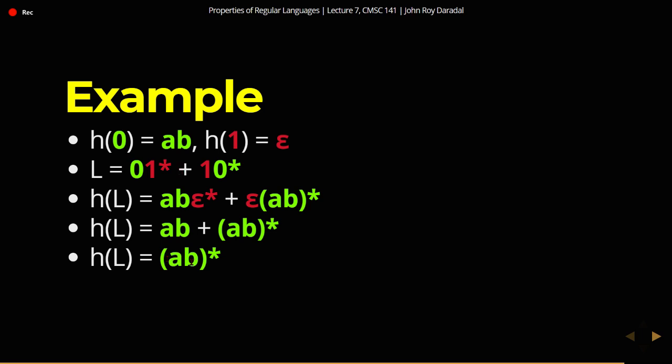And since we have a regular expression, then the homomorphism is also a regular language. Okay, so that is how you apply homomorphism to the regular language. And that's it for this video. So to review, we have discussed a lot of things in this video.